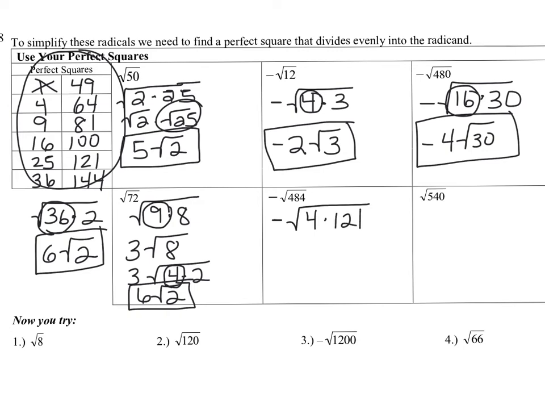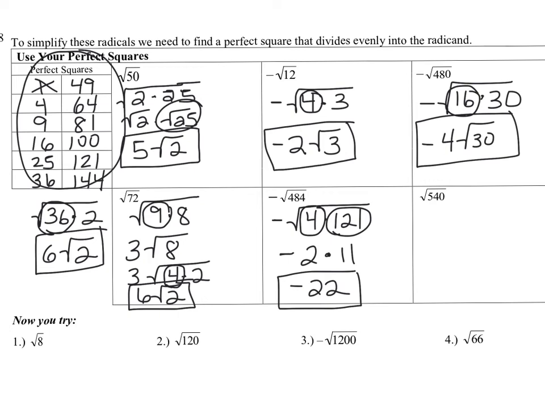Now, something crazy just happened here. Both 4 and 121 are perfect squares. So that means that 484 was a perfect square, but that's not one we should know off the top of our head. But when we break it up, we can see the square root of 4 is 2. Don't forget the negative sign. The square root of 121 is 11, right? We don't have anything left in our radical. We just multiply and we get negative 22, which means that the negative square root of 484 is negative 22. All right, go ahead and try 540.